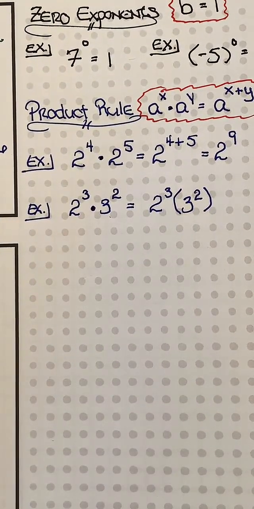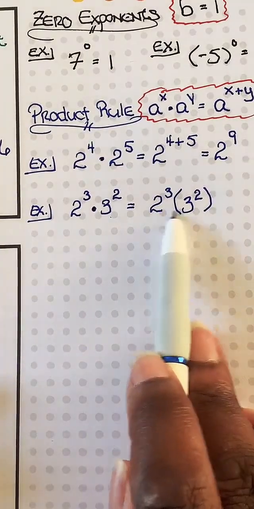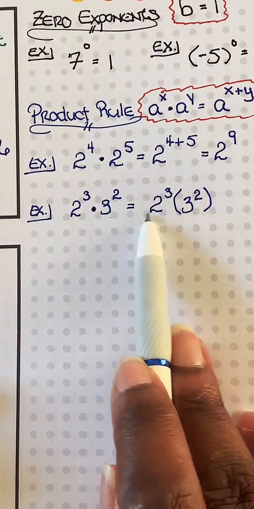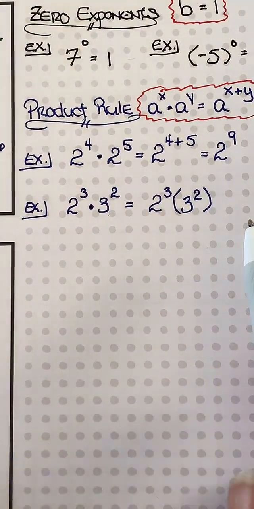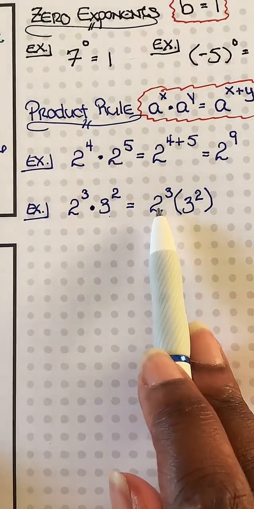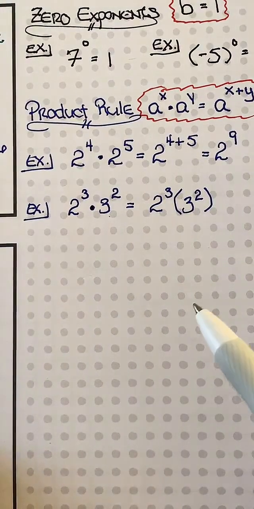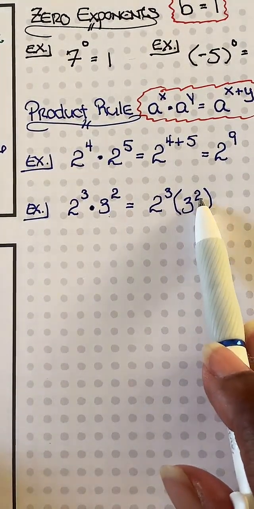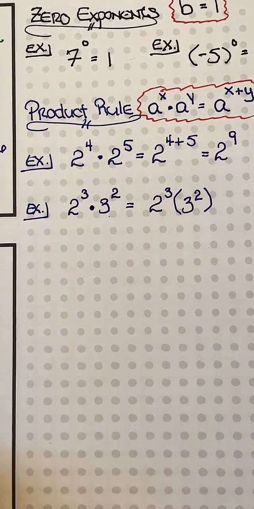Okay, all right, so you cannot do anything when it comes to exponents. If you want, you could say, all right, 2 to the 3rd power, that's 8, and then 3 to the 2nd power, that's 9. 9 times 8, that will give me 72.